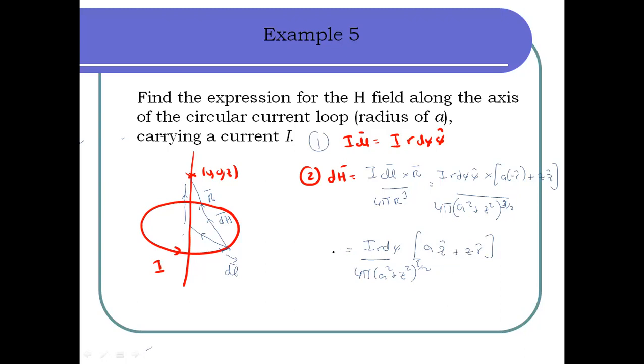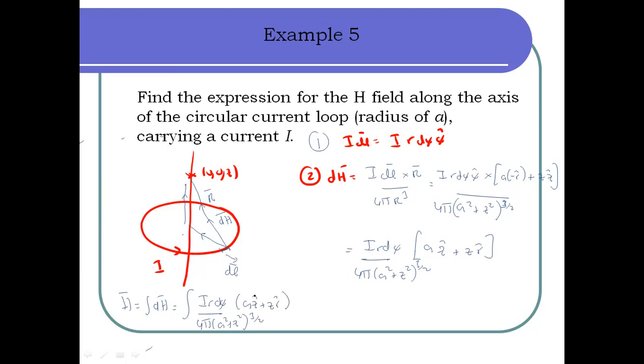Okay, so the next step, step number 3, is to find the h field. So h field will be the integration of the dh. So we need to integrate these terms of dh here. So the integration of I r d phi divided by 4 pi, a squared plus z squared to the power of 3 over 2, is direction of z plus z direction of r.